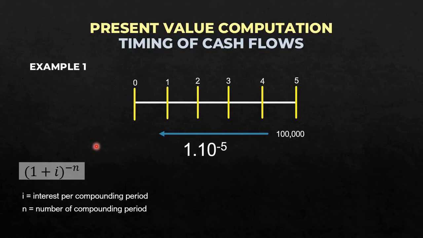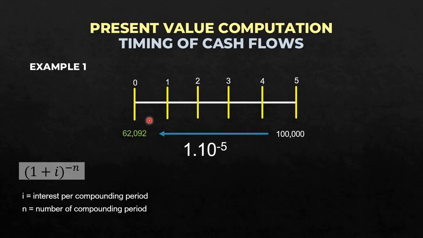So ano ang operation natin? So ang operation natin is multiplication. So imumultiply natin yung 100,000 pesos sa 1.10 raised to negative 5. So 100,000 times 1.10 raised to negative 5, ang sagot ay 62,092 pesos. So that is the present value of 100,000 pesos. Ibig sabihin, para daw makareceive tayo ng 100,000 pesos at the end of 5th year, dapat magdeposito tayo ngayong araw na to ng amount na 62,092 pesos. At kung tutubo yan ng 10% compounded annually, ang marireceive natin is 100,000 pesos at the end of 5th year.